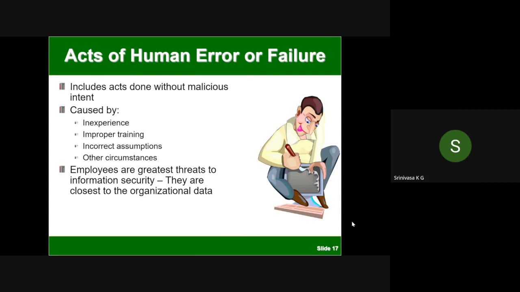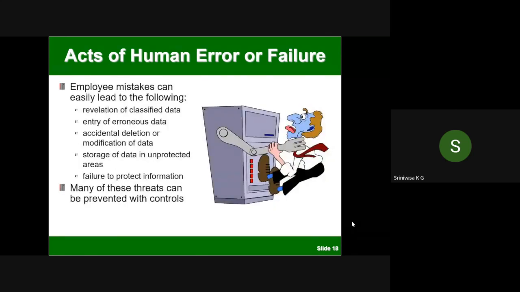Acts of human error or failure, which include acts done without malicious intent, can also be a possibility, caused by inexperience, improper training, incorrect assumptions, and other circumstances. Employees are sometimes the greatest threats to information security, as they are closest to the organizational data. Employee mistakes can easily lead to the following: revelation of classified data, entry of erroneous data, accidental deletion or modification of data, storage of data in unprotected areas, and failure to protect the information. Many of these threats can be prevented with controls.